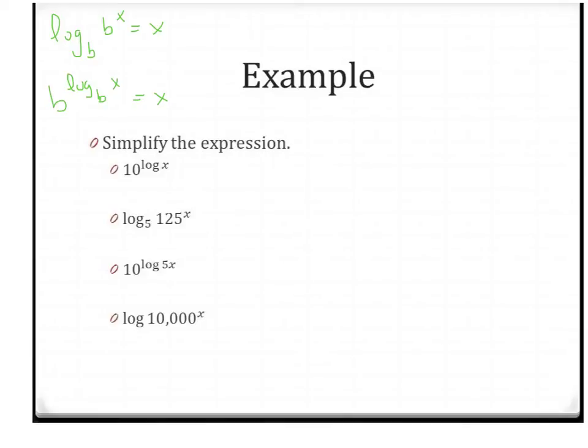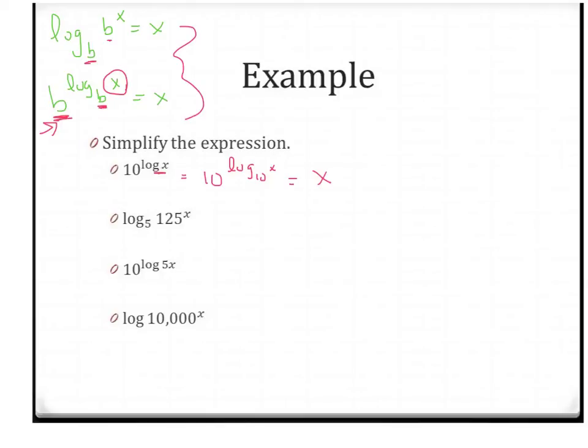Alright, so this first one here, 10 to the, now if it's a log without a base, what's its base? Its base is 10. Remember, that was your common log. So this is really 10 to the log base 10 of x, and according to this second inverse, if that base and that base line up, then my answer is just this x out here, so in this case it's just x.